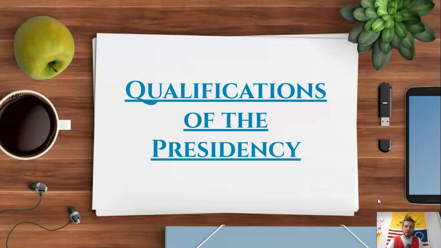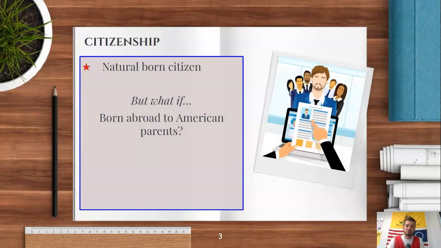All right, so starting off with the qualifications, there are 3 qualifications, and these are going to be on the next 3 slides. The first qualification is citizenship. You have to be a natural-born citizen. For the Senate or the House, you don't actually have to be natural-born. You can be a naturalized citizen, meaning you were born in another country, or to foreign parents, and then you went through the naturalization process and became a citizen.